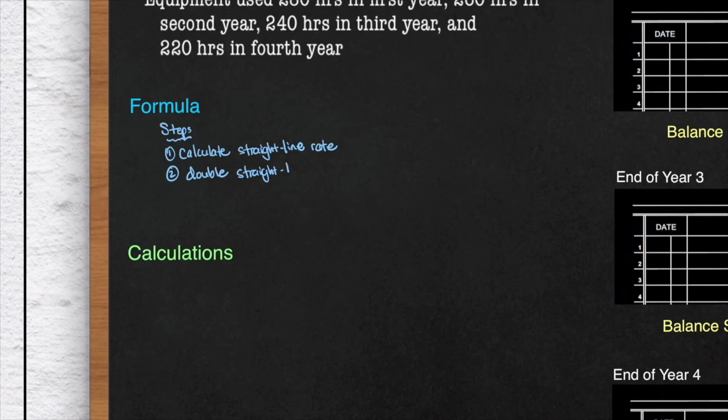The second step is whatever you get in step 1, you double that amount. So double the straight line rate. And that's why it becomes the double declining balance rate. And number 3, you use a formula. The formula is the following. Cost minus accumulated depreciation, times the double declining balance rate, which you get from step 2. And those are our steps. Now let's go over our calculations in respect to this example.